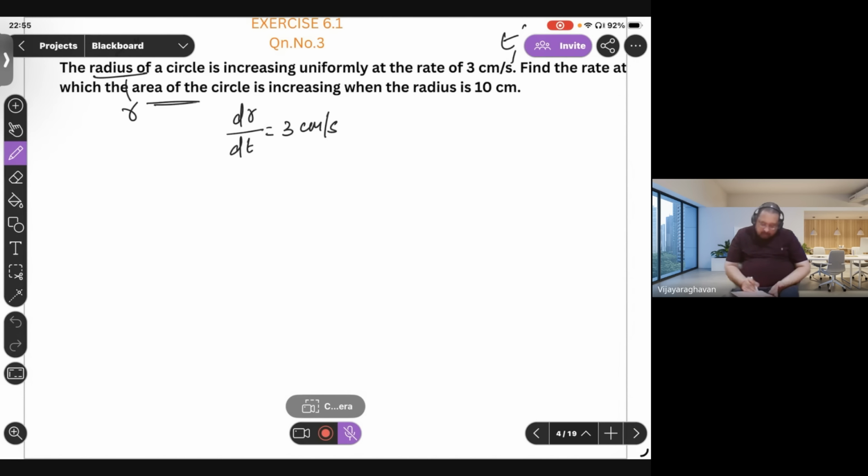Here the area of the circle is increasing. We have to find the derivative of the area with respect to time only. So we have to find dA/dt. Fine. We have area equals pi r square. So dA/dr equals 2 pi r.